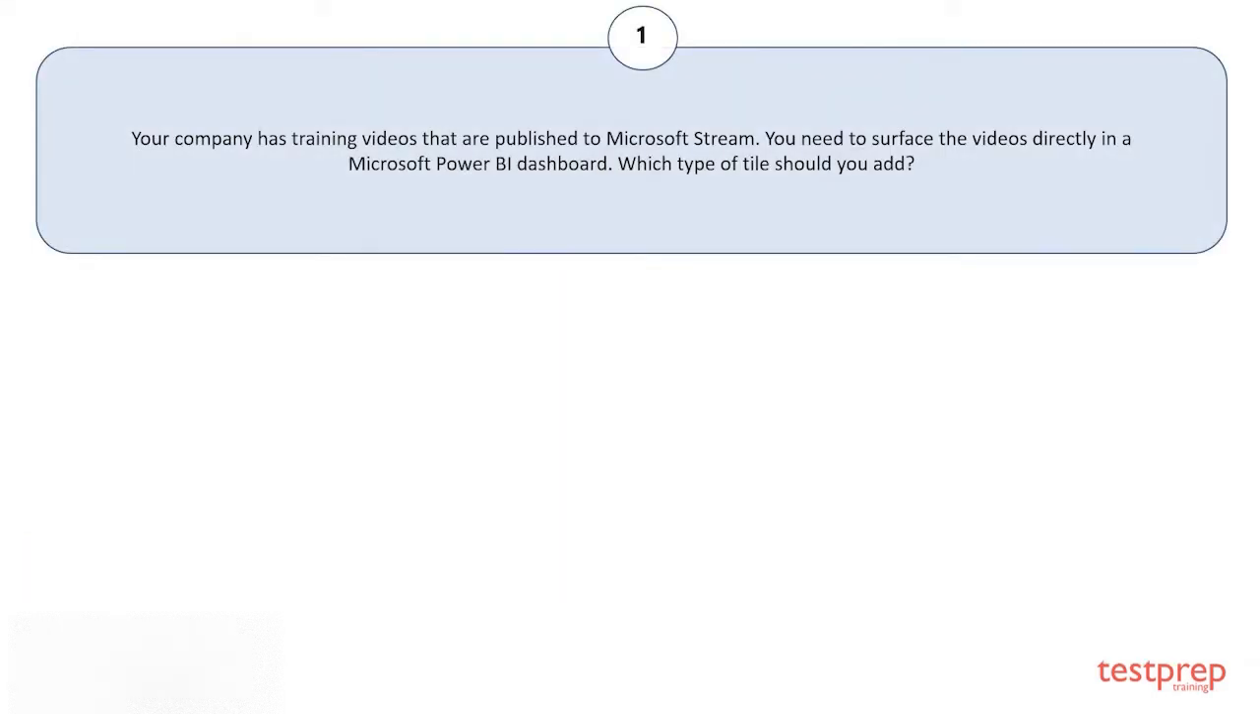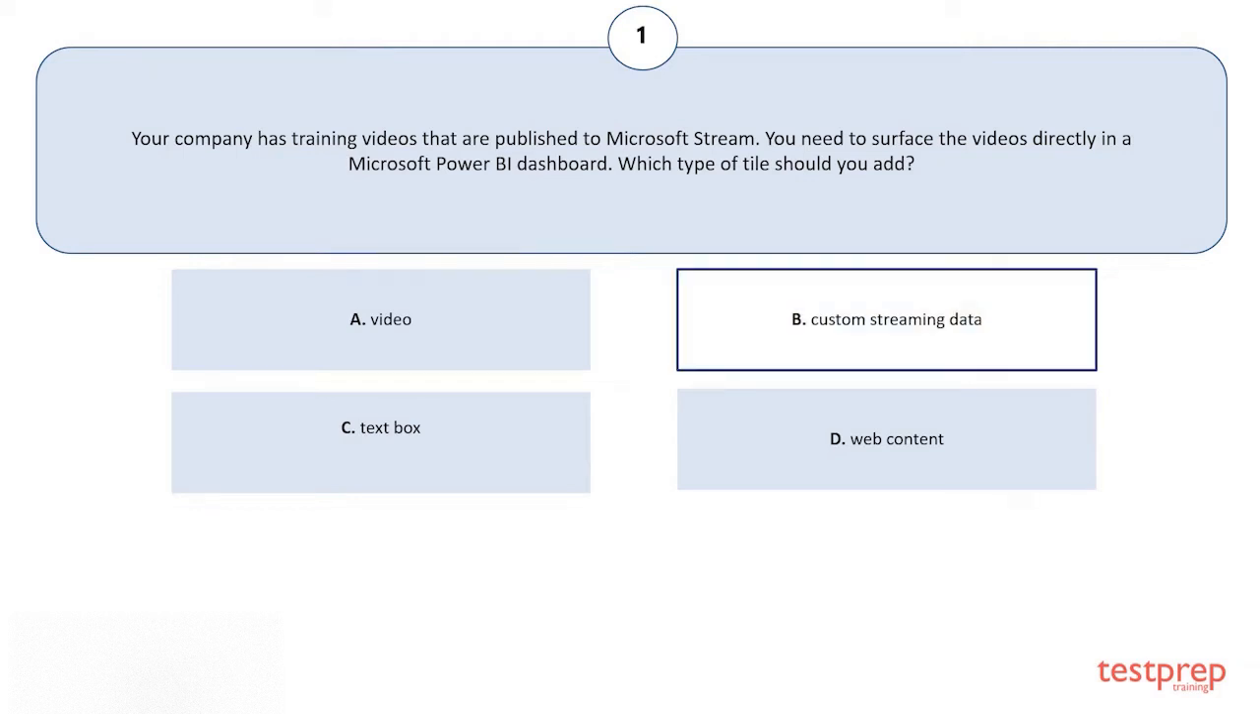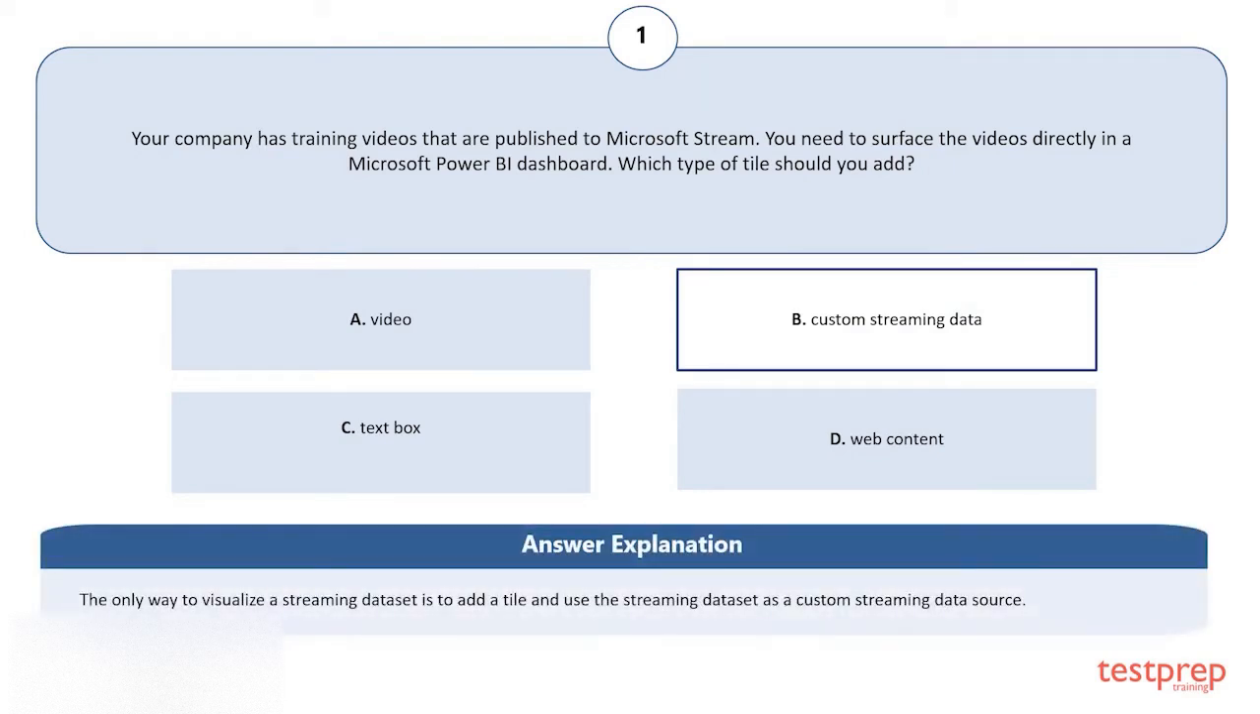Question number 1. Your company has training videos that are published to Microsoft Stream. You need to surface the videos directly in a Microsoft Power BI dashboard. Which type of tile should you add? Your options are A. Video, B. Custom streaming data, C. Text box, D. Web content. The correct answer is option B. And, here's the explanation of the answer.